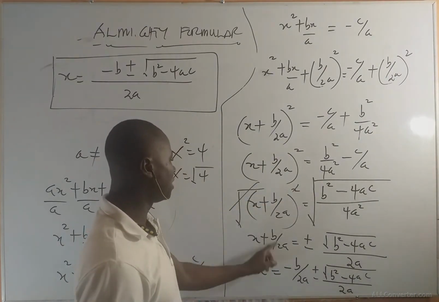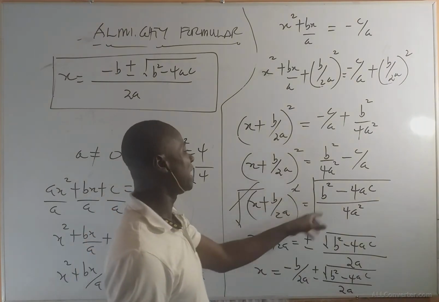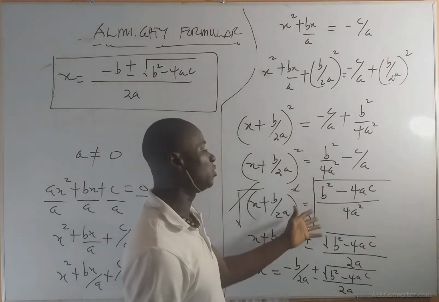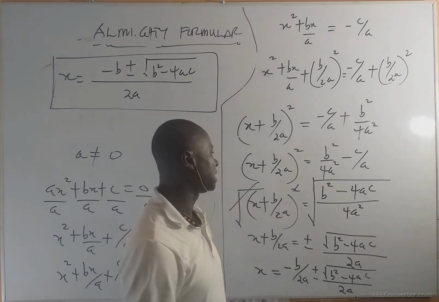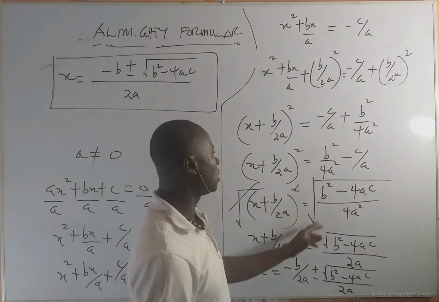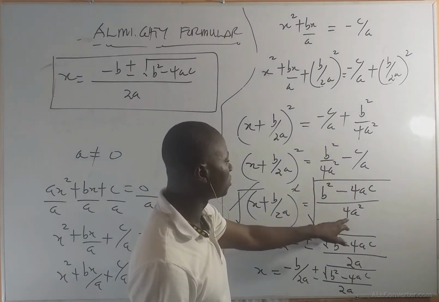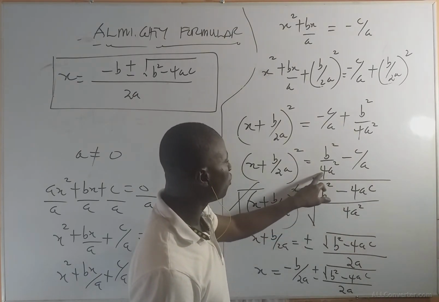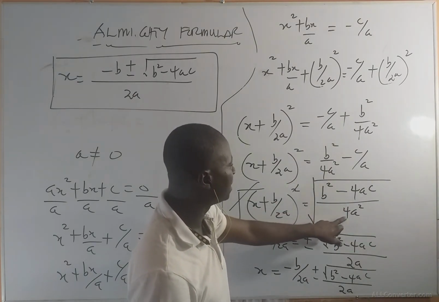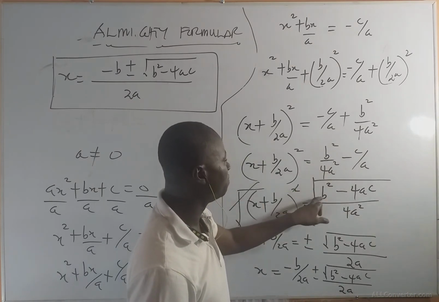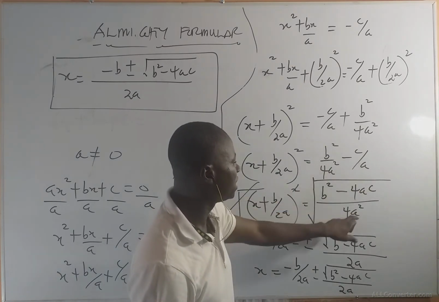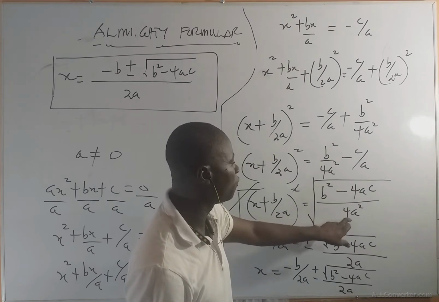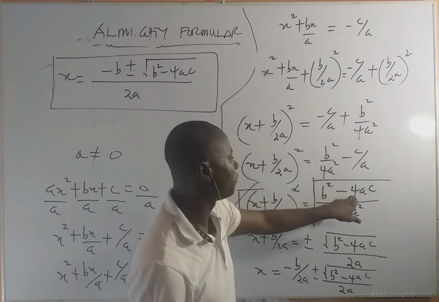So we have x plus b over 2a equals plus or minus the square root of the right-hand side. If you are taking the square root of something, it's plus or minus the answer. So it's plus or minus the square root of everything. Now, what happened here was we have to find the least common denominator. That was 4a squared. So 4a squared goes in here once. Then 1 times b squared will give you b squared, minus this takes one of the a and we are left with 4a. So 4a times c will give us the 4ac.